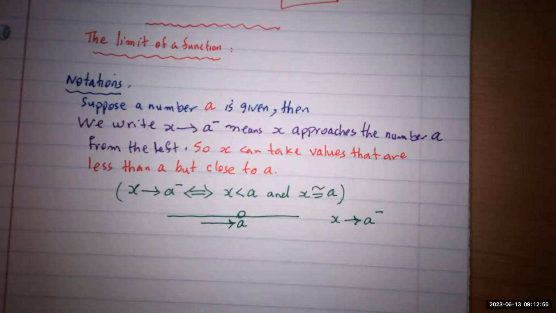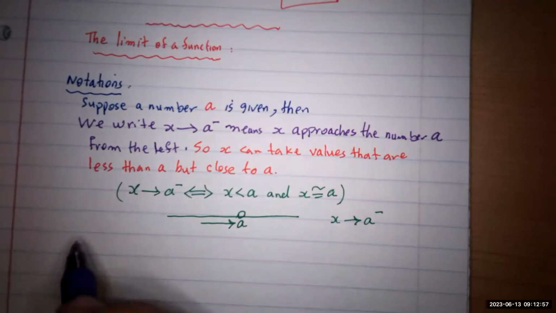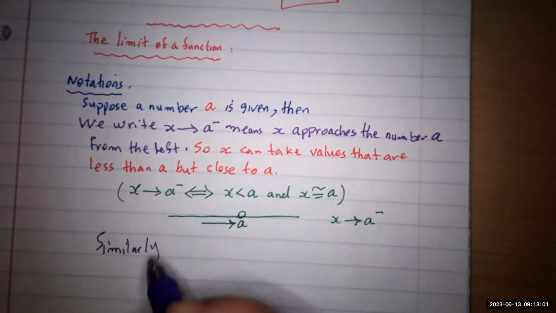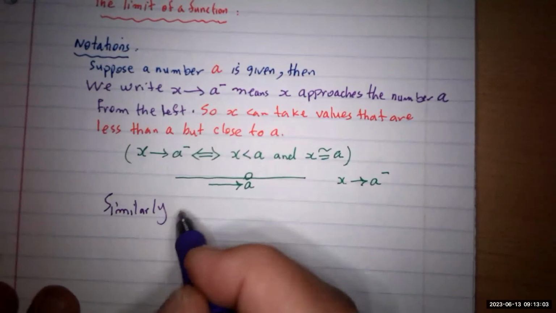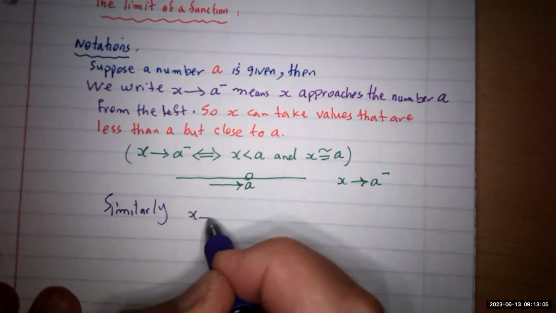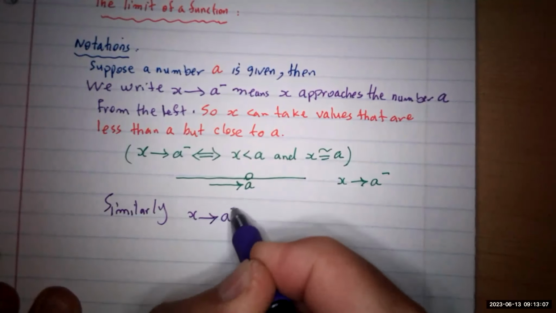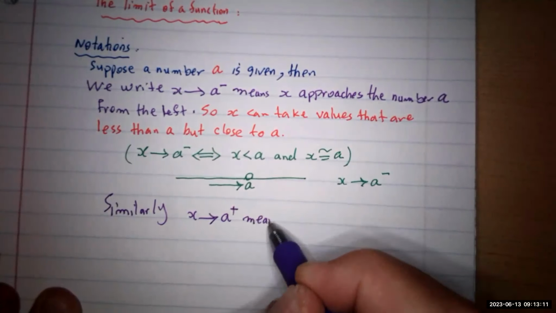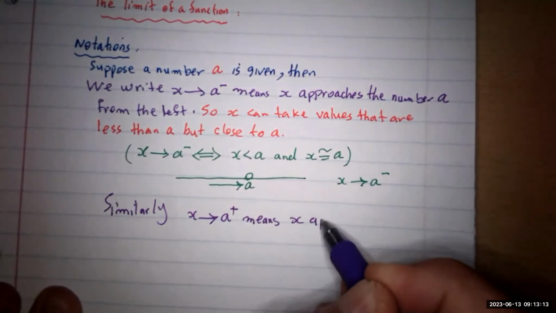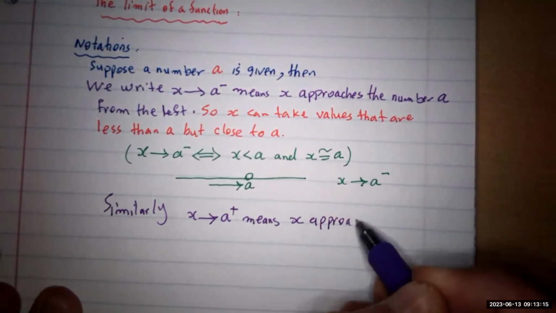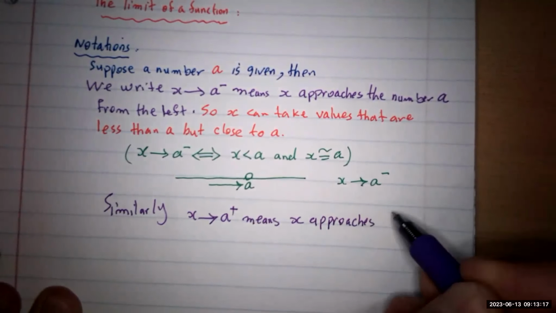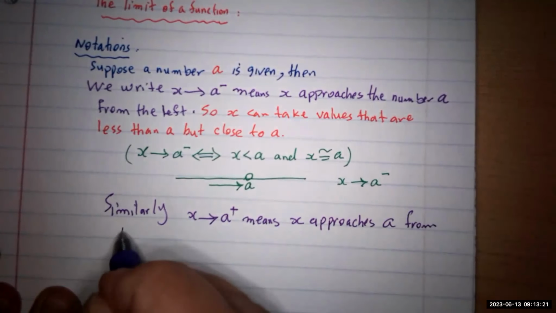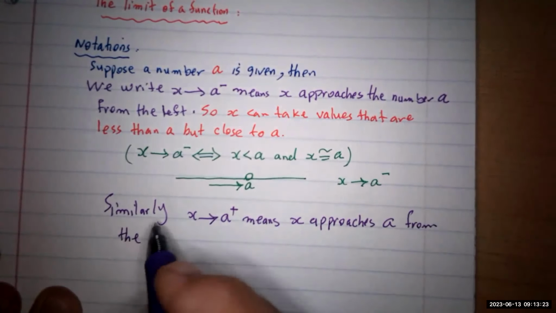So similarly, if you change the direction, we have this notation. Similarly, x goes to a positive means the right direction. So this means x approaches a from the other direction, from the right.